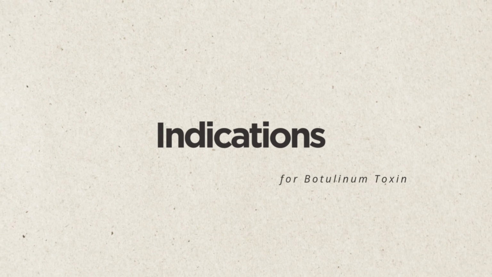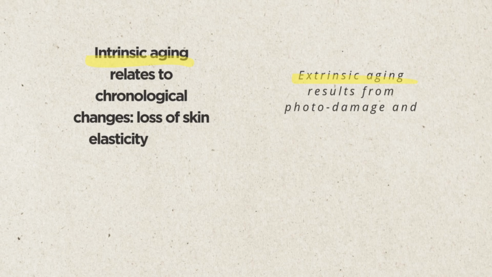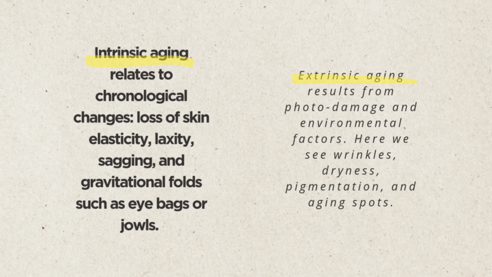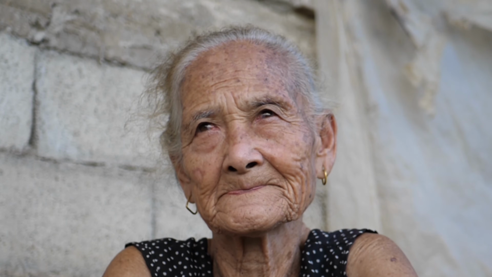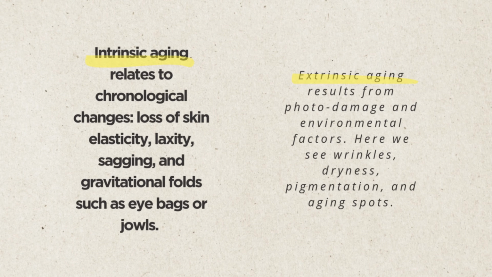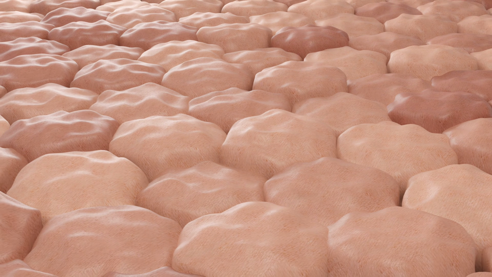Indications for botulinum toxin. Aging is the result of both intrinsic and extrinsic factors. Intrinsic aging relates to chronological changes, loss of skin elasticity, laxity, sagging, and gravitational folds, such as eye bags or jowls. These are best addressed surgically, not with botulinum toxin. Extrinsic aging results from photo damage and environmental factors. Here we see wrinkles, dryness, pigmentation, and aging spots. This type of aging is where botulinum toxin, alongside lasers, peels, fillers, and other treatments, plays a central role.